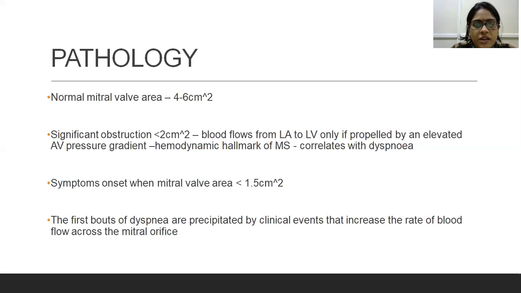of dyspnea. Symptom onset occurs when the mitral valve area reaches 1.5 centimeters square. The first bouts of dyspnea, the first initial onset, is precipitated by any clinical events that either increase the cardiac output or increase the rate of blood flow across the mitral orifice.